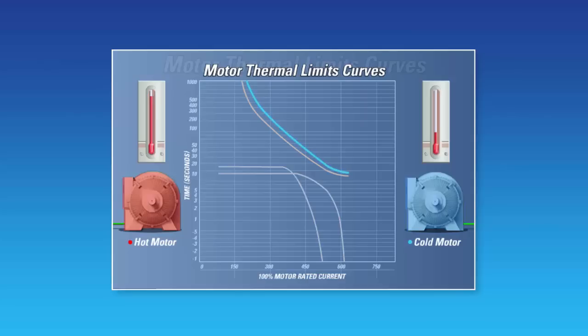The cold thermal limit curve indicates the amount of overload current that the motor can withstand before damage will occur when the motor is cold, at the ambient design temperature, which is normally no greater than 40 degrees Celsius. Likewise, the hot thermal limit curve indicates the amount of overload current that the motor can withstand before damage occurs when the motor is hot, meaning it has been running at rated full load current for an amount of time such that the temperature of the motor has risen to its rated temperature above the ambient temperature of 40 degrees Celsius.